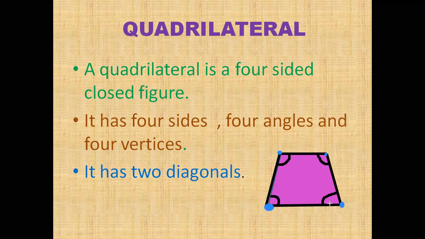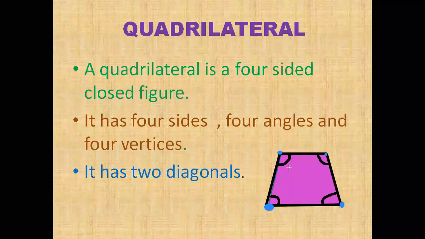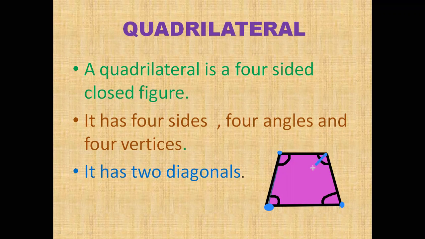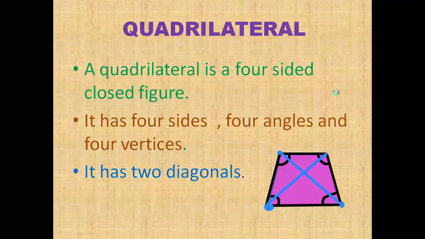Four vertices. Also, a quadrilateral has two diagonals. What is a diagonal? A diagonal is a line segment connecting two vertices of a polygon. So a quadrilateral also has two diagonals. Let us see in detail the different parts of a quadrilateral.